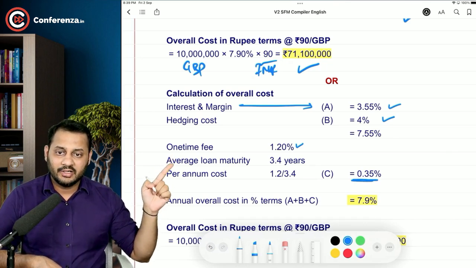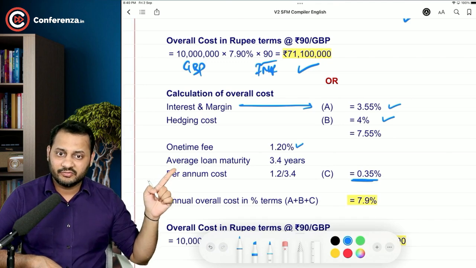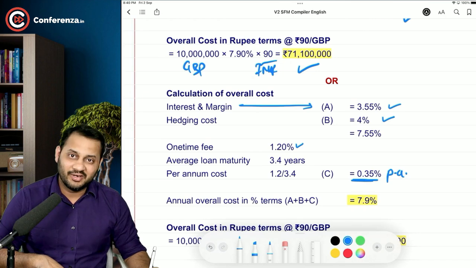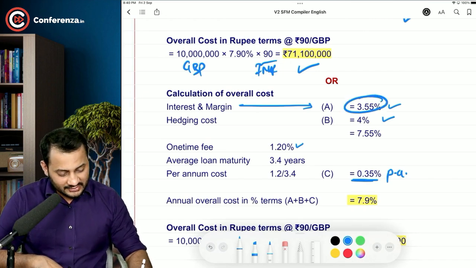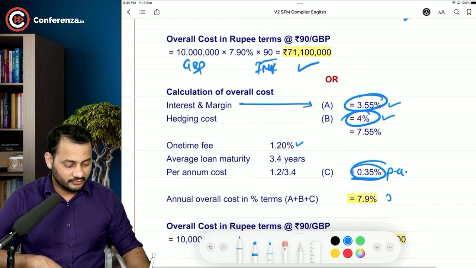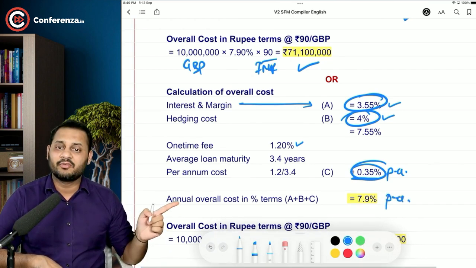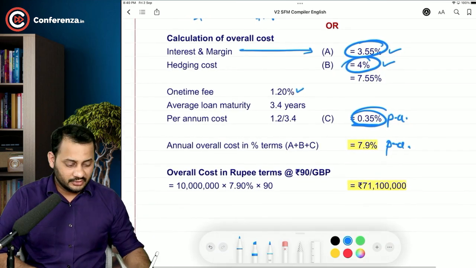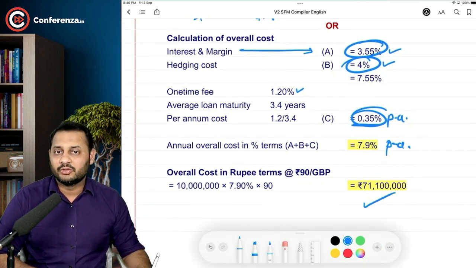So one time fee divided by average life 3.4, and you will get per annum one time fee. If you add this and this, you will get the annual average cost in terms of per annum. So this is another way of calculating 7.9%. And if you apply that 7.9% on 10 million, 7 crore 11 lakh will be the total cost.